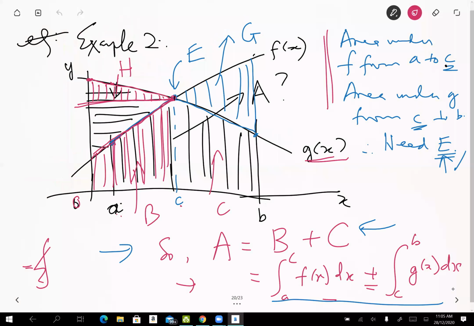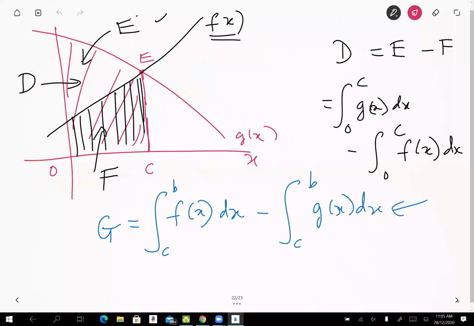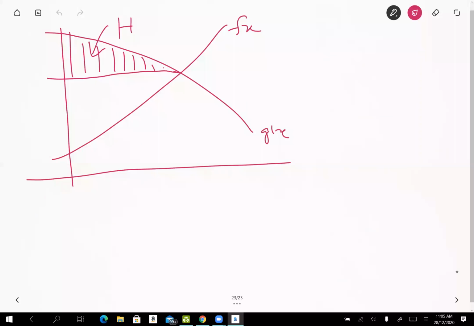H. We know already that you need the area under G from 0 to C. So that is Y, that is X. We have the point C here, and that is 0. So area number 1 that you need is the integral from 0 to C of G of X dx. That will be the area that covers everything. Okay, that is the largest area.